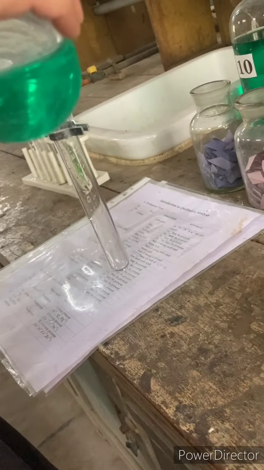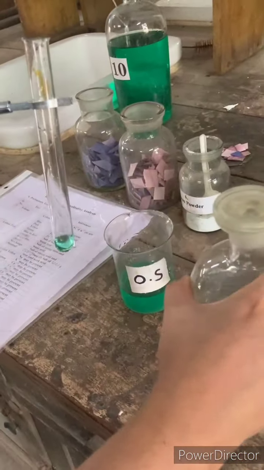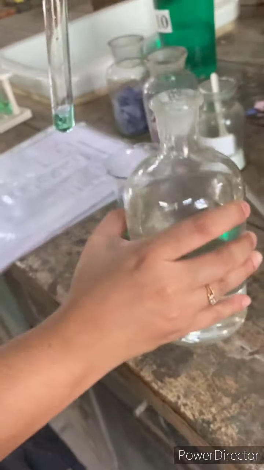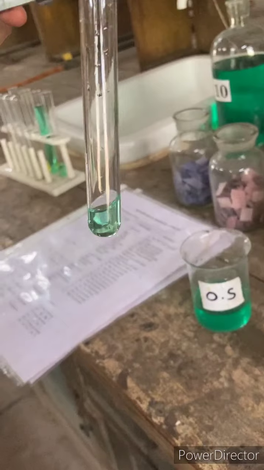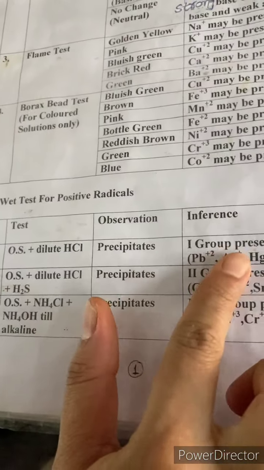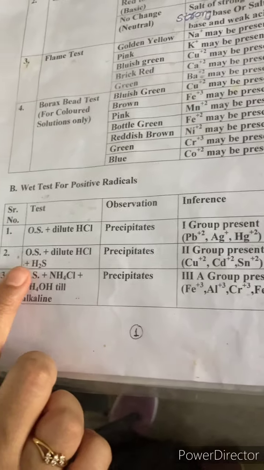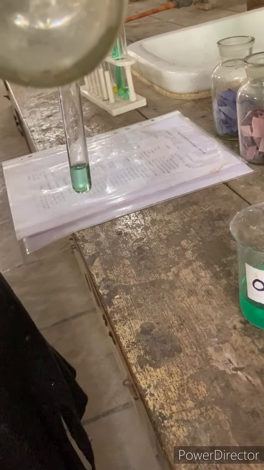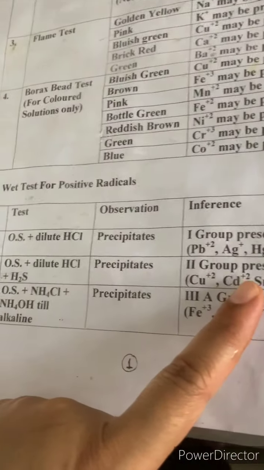So in a test tube, we'll take OS plus HCl. As you can see, there is no change, there is no precipitate formation. So first group ions are absent. So we will go for the second test. As this is absent, we will take H2S in the same test tube. Now second group is also absent.